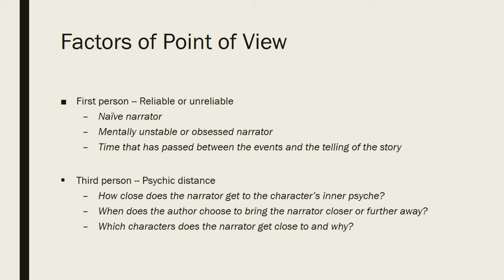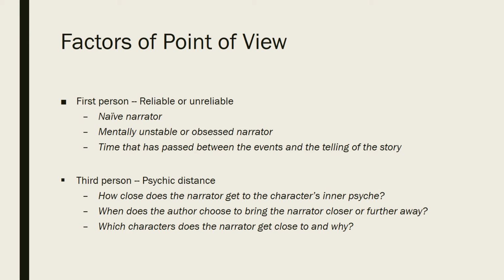With third person, we think more about psychic distance. How close does the narrator get to the character's inner psyche, their inner feelings and thoughts? When does the author choose to bring the narrator close or further away? In The Story of an Hour, we get very, very close to Louise while she's in the room and she's thinking about being free and the joy of being independent. But we get very far from her when she is, of course, dead. We don't even know what she's thinking when she sees the husband walk in because there's a scream, she's dead. And then the society has their verdict.